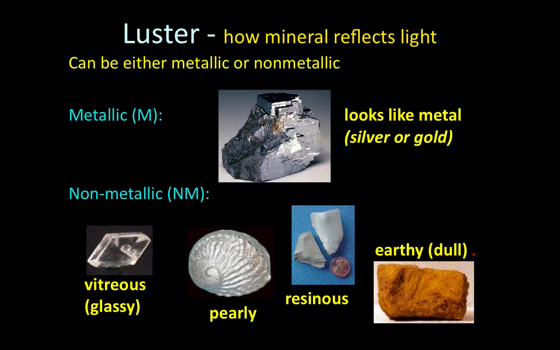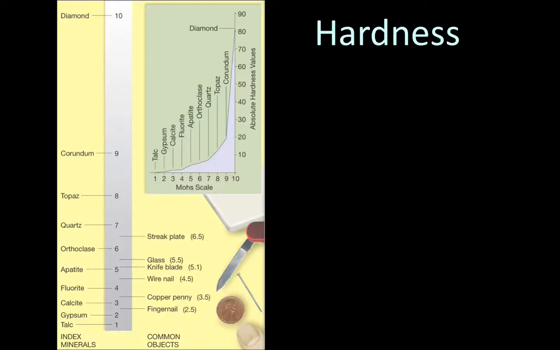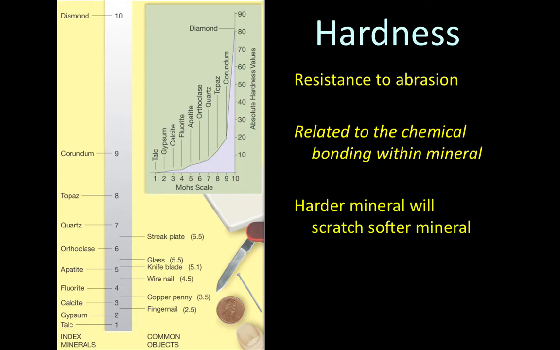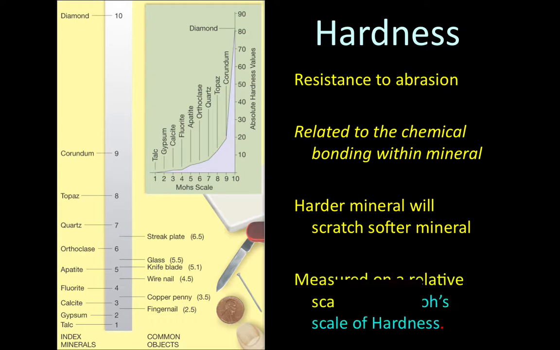The next property is called hardness. Hardness is a resistance to abrasion, and it's basically related to the type of chemical bond within the mineral holding the individual atoms together within that crystal structure. A harder mineral will scratch a softer mineral. The hardest mineral in nature is a diamond, and if you have a diamond, you could scratch any other mineral with it.